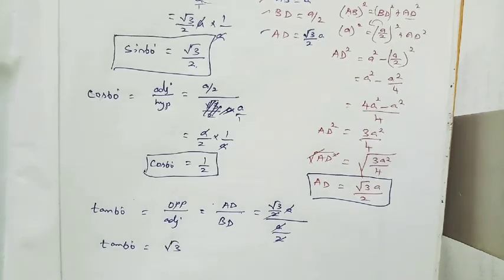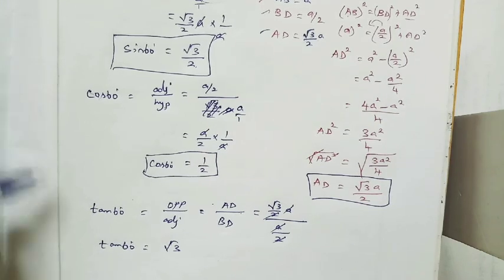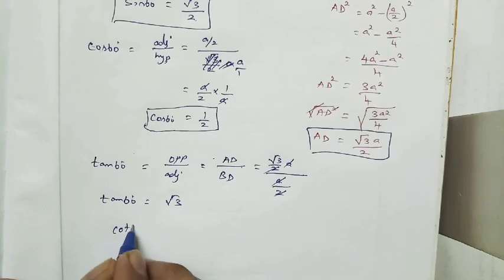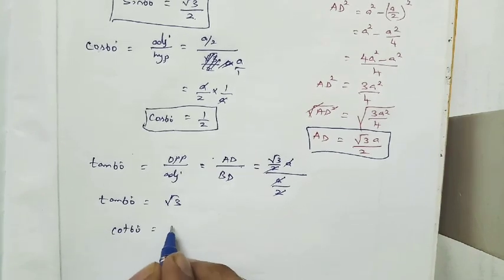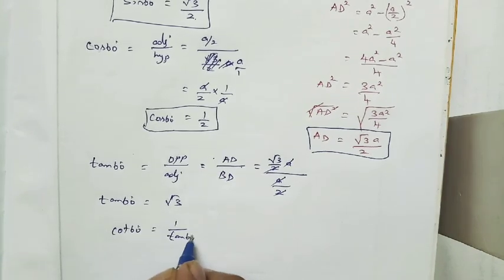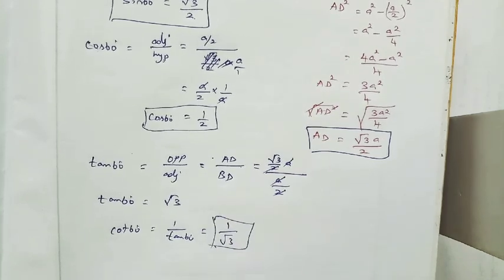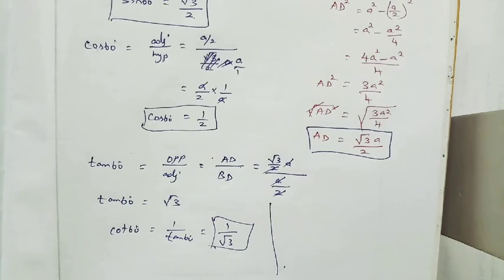If you know the values of sine, cos and tan, from that we can find sec, cosec and cot. Cot 60 is nothing but the reciprocal of tan 60, 1 by tan 60. Already we know the tan 60 value, so cot 60 is nothing but 1 by root 3. Understood?